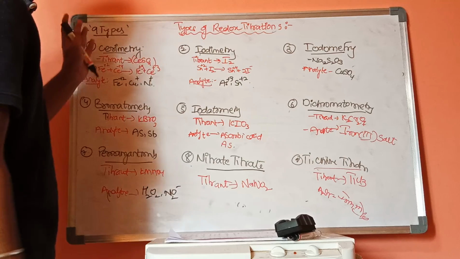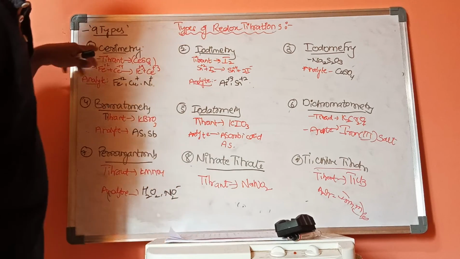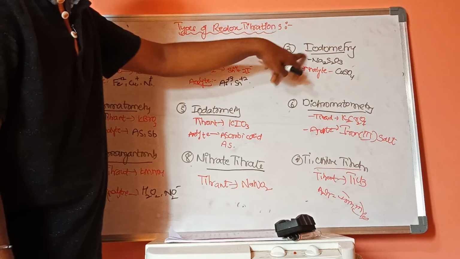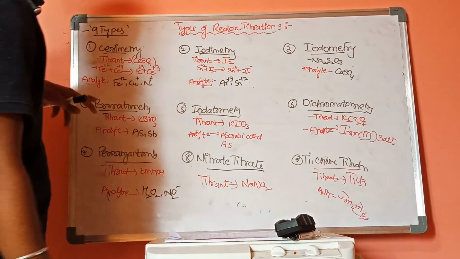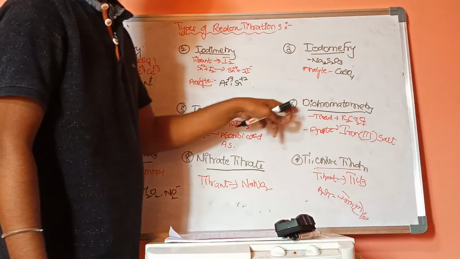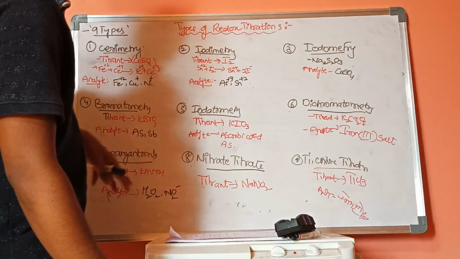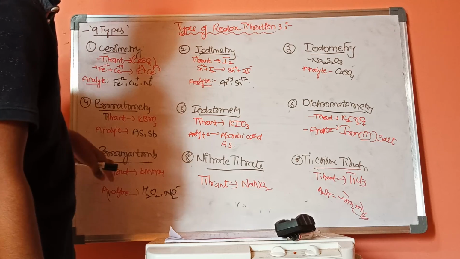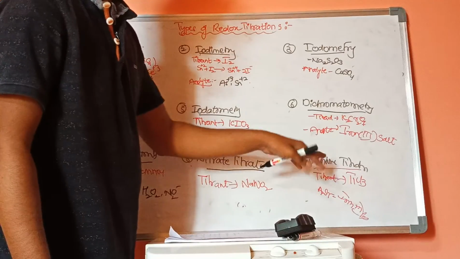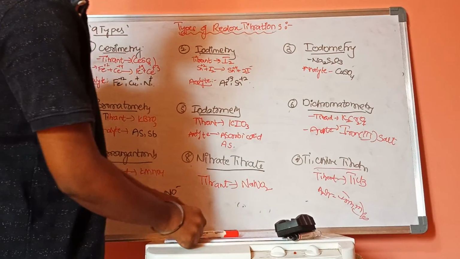These are the 9 types of redox titrations. First one is cerimetry, second is iodimetry, third is iodometry, fourth is bromatometry, fifth is iodatometry, sixth is dichromatometry, seventh is permanganometry, eighth is nitrite titration, and ninth is titanium chloride titration.